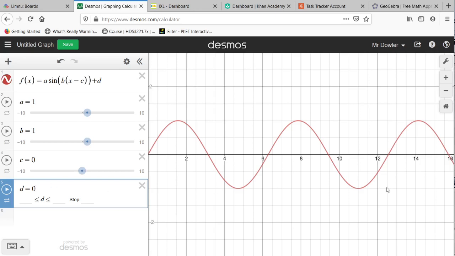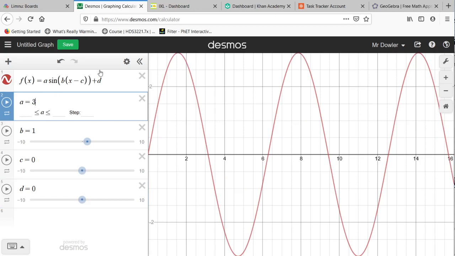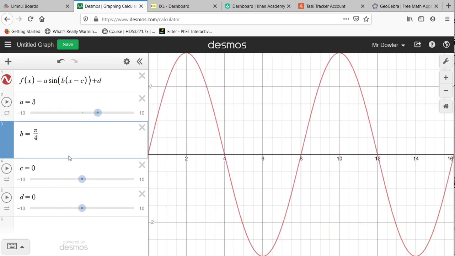The domain is just as we have displayed here. The maximum value is 3 and the minimum value is negative 3. That gives us an amplitude of 3 minus negative 3, or 6, all over 2, so our amplitude has to be 3. There's our perfect fit with a maximum of 3 and a minimum of negative 3. Our period is 8, so 2 pi divided by b has to be 8. So b has got to be pi over 4. That gives us a period of 8.